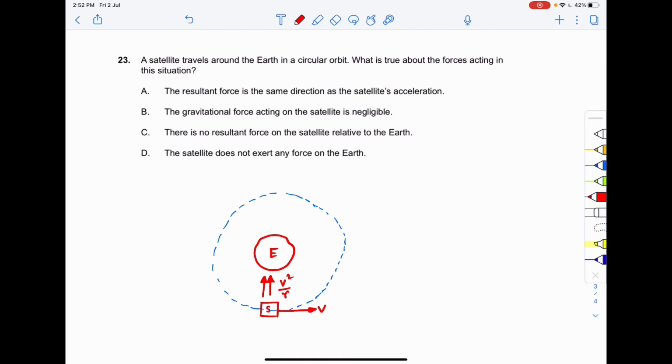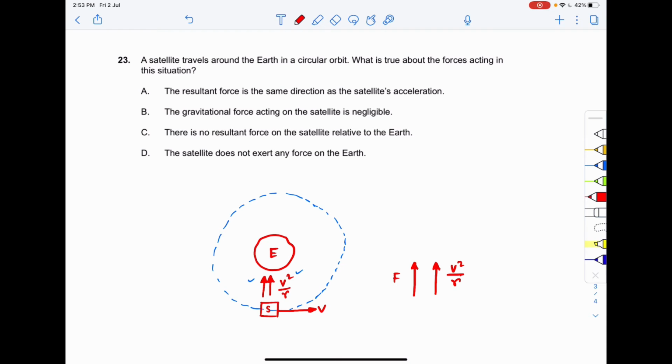So over here, see that the direction of the force between the earth and the satellite is in this direction. The centripetal acceleration is also in the same direction. The centripetal acceleration is v square by r, and the force applied by the earth on the satellite, suppose the force be F, they are acting in the same direction, right? So we can say that the resultant force is in the same direction as the satellite acceleration, right?